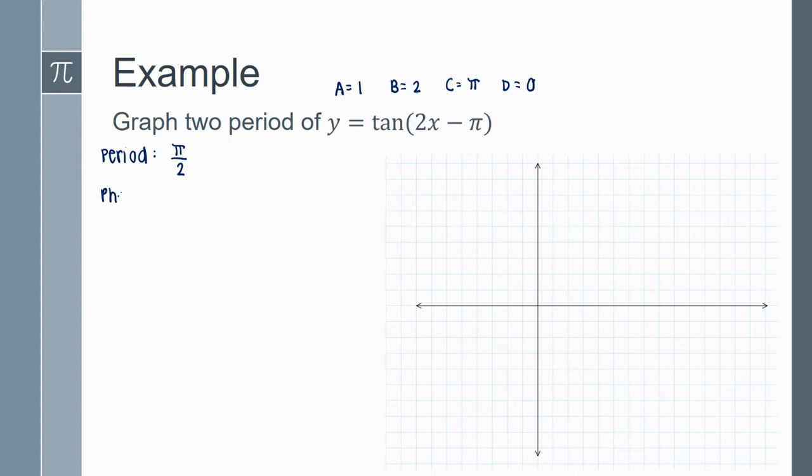This time we do have a phase shift. So remember, your phase shift is always c divided by b. So in this case, c is pi, and our b is +2. So our period and our phase shift happen to be the same this time. Okay, so let's list our 5 critical points.